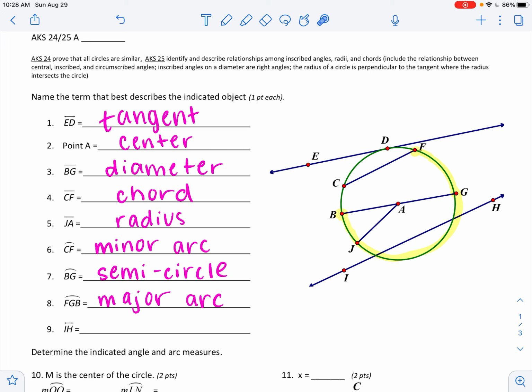And our last line here is line IH. Here is I and here is H. Notice this line passes through the circle. It would cut the circle a little bit off of the circle, right? If this was your cookie, you're taking a cut out of it. Anyway, this line touches the circle in 2 places, right here and right here. That is what we call a secant line. It goes through the circle.